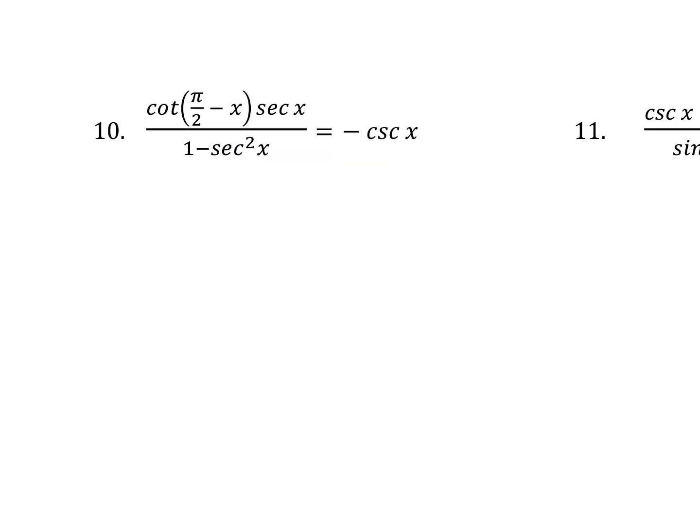Okay, I want you guys to try starting out number 10. You're going to use your cofunction identity and see what you can do, okay? Give you a minute or two and try some stuff out. So first thing, my cofunction. What is this cotangent of pi over 2 minus x? Tangent. So I've got tangent of x times secant of x, all divided by 1 minus secant squared of x.